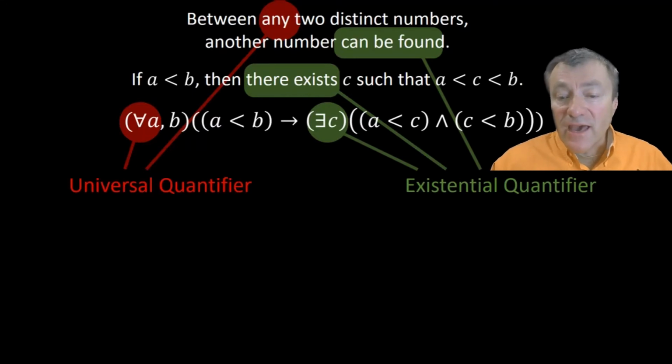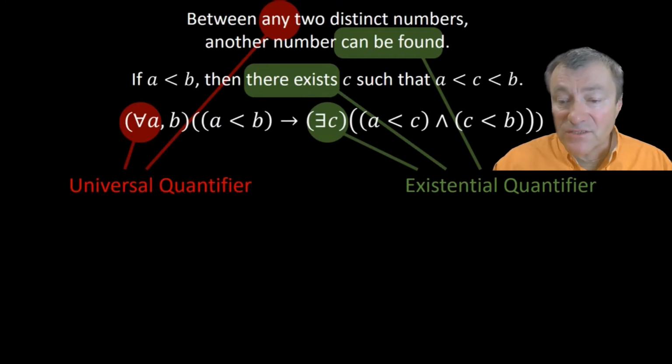Now look at the existential quantifier, which in the first sentence is written as can be found. In the second version, we have there exists. Other popular words used would be there is. In the third version, the backwards E is used.